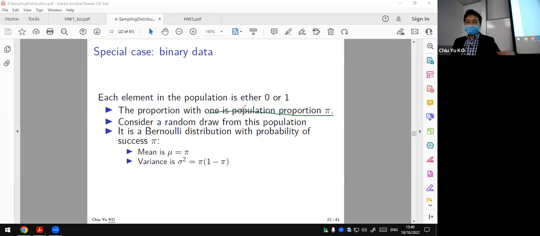And if we do a simple random sample in this framework, each observation is actually a Bernoulli, because you draw one person, and the probability that it is 1 is pi. So the mean of this draw is pi, and the variance is pi times 1 minus pi. That is coming from the Bernoulli, if you recall. Because Bernoulli is either success or failure, and for a Bernoulli, the mean is pi and the variance is pi times 1 minus pi. Is that okay?